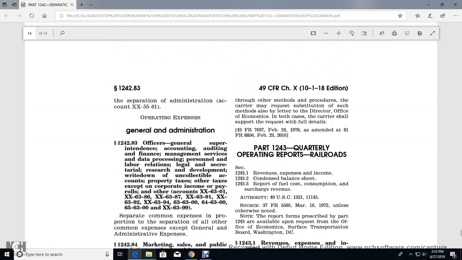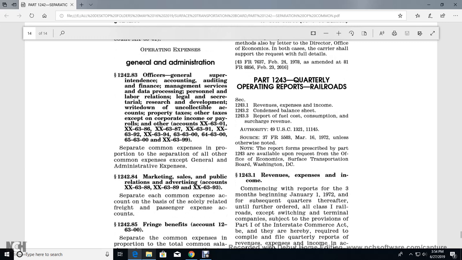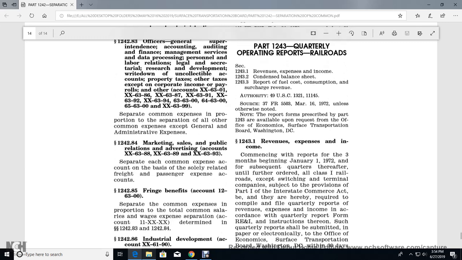All right, General Administration, 1255.83. Officer, General Superintendent of Accounting and Audit and Financing, Managing Service of the Development of the Processing, Personnel, Labor Relations, Legal and Secretarial, Research and Development, write-down of unacceptable accounts, uncollectible accounts, property tax, the other tax exempt, the corporate income payments, or the other accounts, accounts 6301, 6386, 6387, 6391, 6392, 6394, 6300, 64, 6300, 65, 6300, 6390, and X 6399. Separate common expense in proportion to the separation of all of the other common expense of the general administrative expenses.